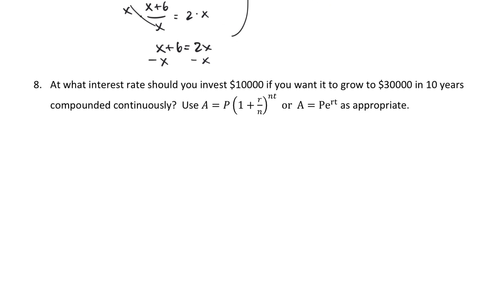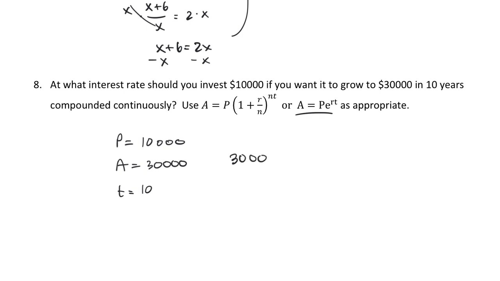Okay, question 8. We want to find out at what rate should we invest. So we're solving for R. Now, there were two different versions of compound interest given. It depends on what kind of compound interest. If it's compounded continuously, then this is PERT. So we're going to use this compound interest formula, and we're going to solve for R. That means we need to know the principal investment, which is $10,000. The future value, A, is 30,000. And then the amount of time is 10 years. So now we're solving for R.